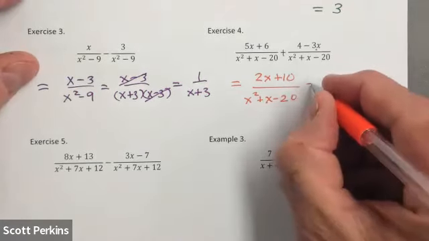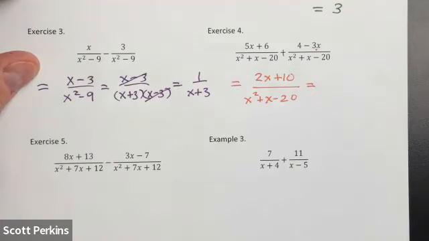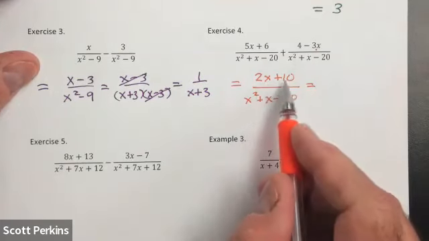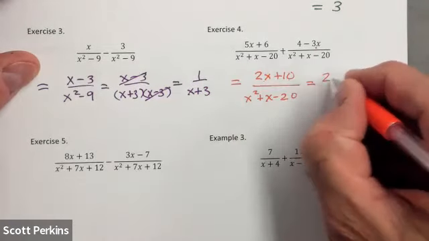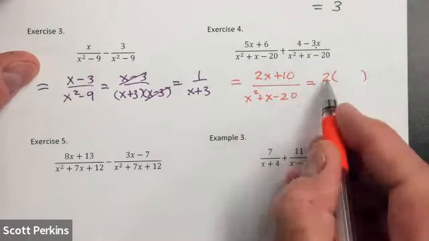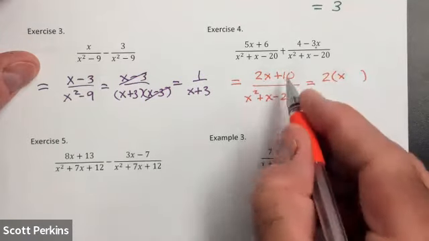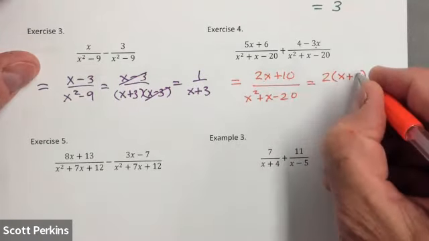Great work. Now what I'm going to do is I'm going to practice what we did on Monday. I'm going to go ahead and reduce this. So in the top, what can I factor out of the top here? A 2. Yep, great job. Excellent. So 2x, I factor out the 2, that leaves x. 10, I factor out the 2, that leaves me 5.